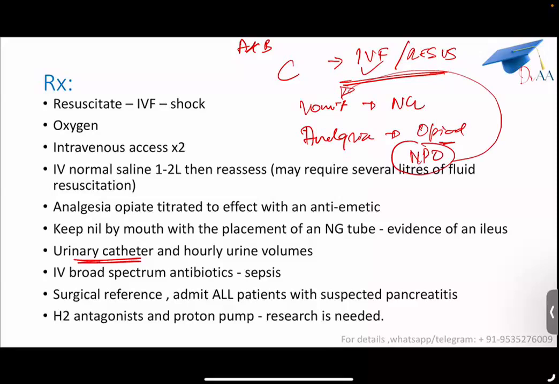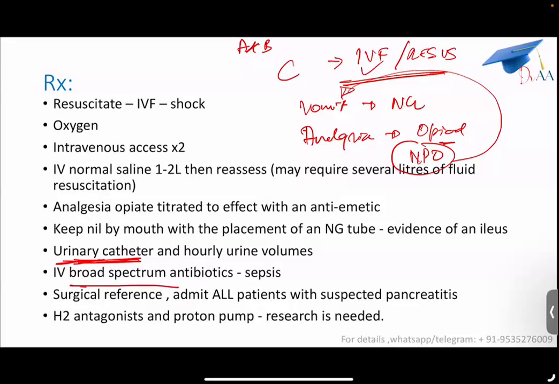Urinary catheterization might be helpful to monitor the urine output to see whether this patient is dehydrated, how much urine output is there, and whether because of dehydration they are going into AKI or not. So close monitoring of the urine output is important.